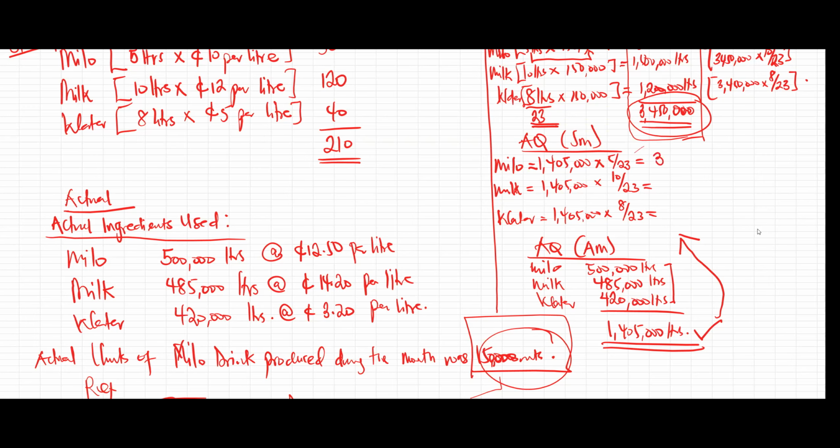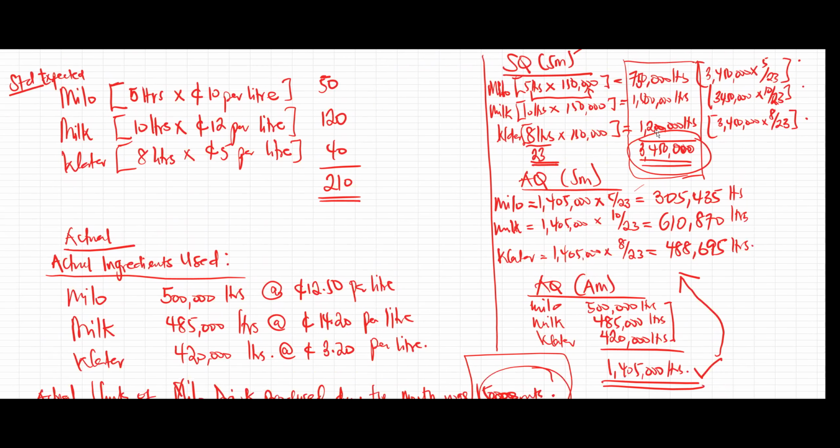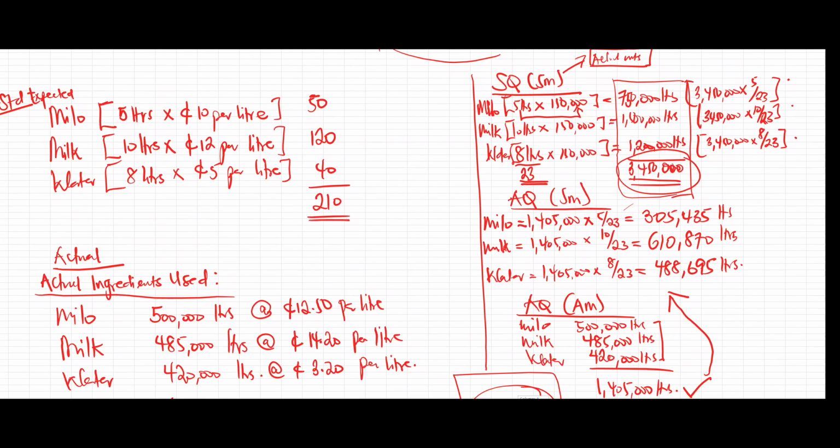For Milo, I had 305,435. So you have 305,435. And then this one, 610,870. Then 488,695. Good. So now have we gotten the 3 family members? Yes, we have.